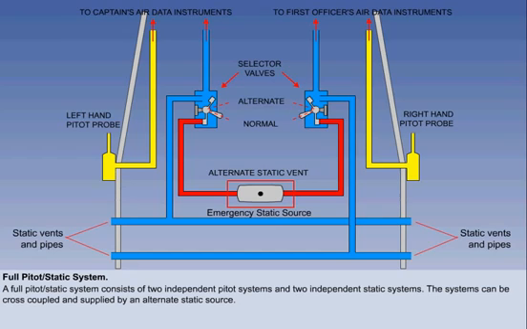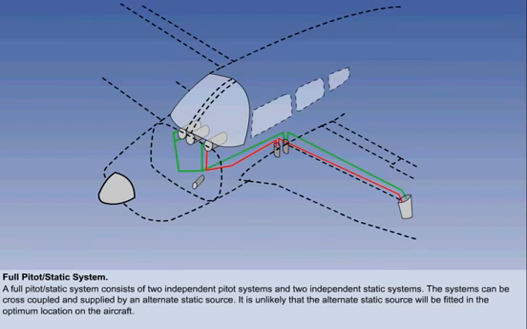The alternate static source may also be referred to as an emergency static source for use in the event that the primary source becomes blocked. It is unlikely that the alternate static source will be fitted in the optimum location on the aircraft, and so it will provide a less accurate reading. In pressurized aircraft, the alternate static source is often located within the unpressurized rear fuselage, and in unpressurized aircraft, the alternate static source can be located within the cabin.